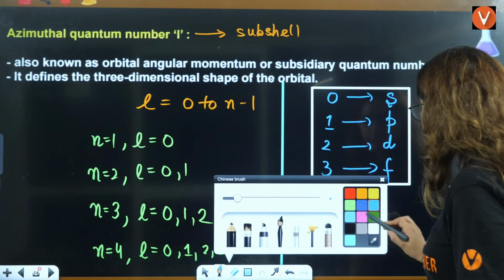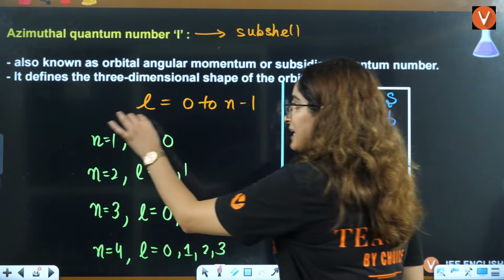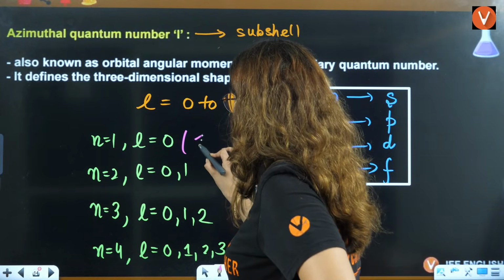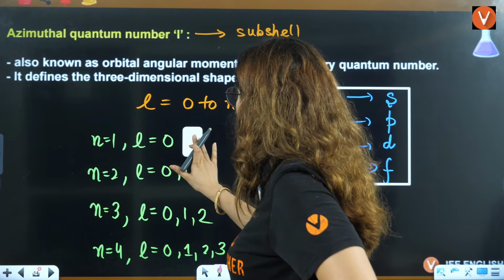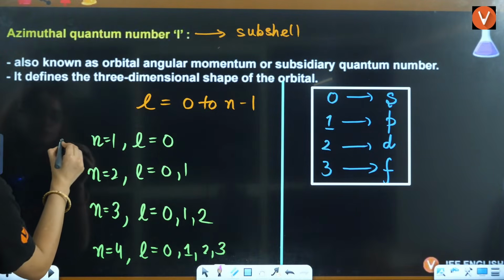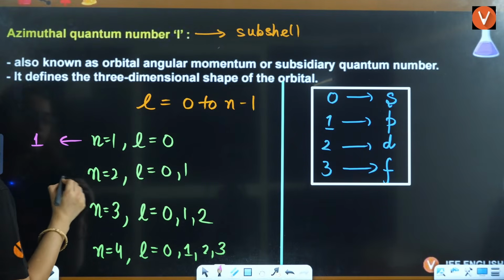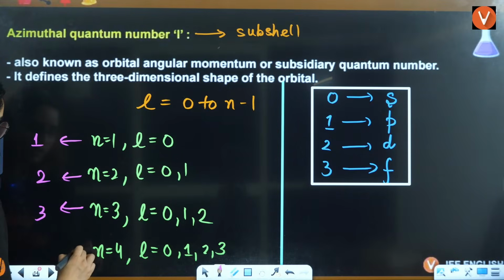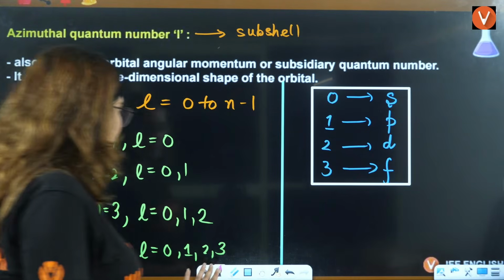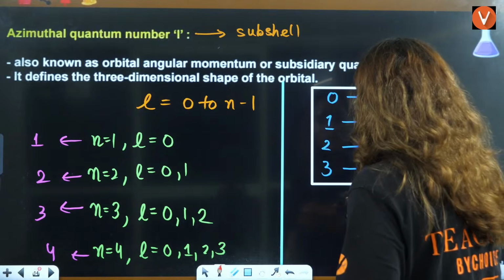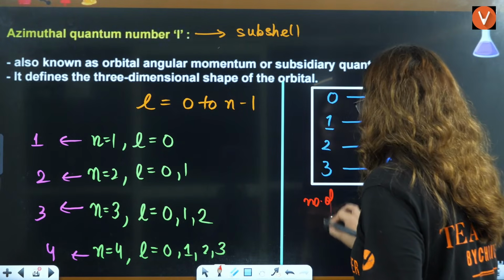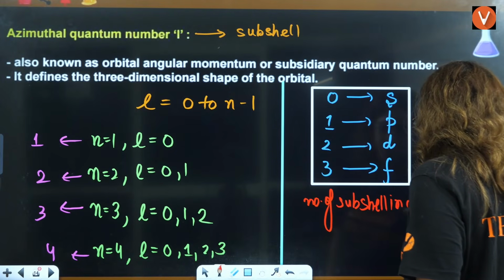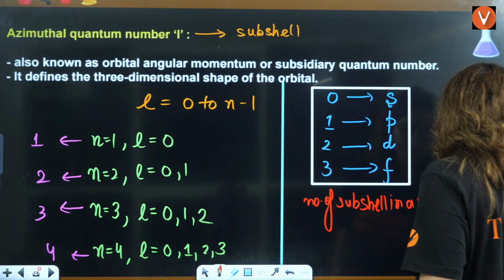Now if you see this here, for n equals 1, you have only one subshell. For n equals 2, here you have two subshells. Here you have three subshells. Here you have four subshells. So can I say the number of subshells in a shell is equal to n?